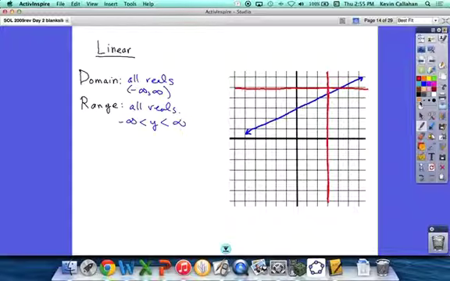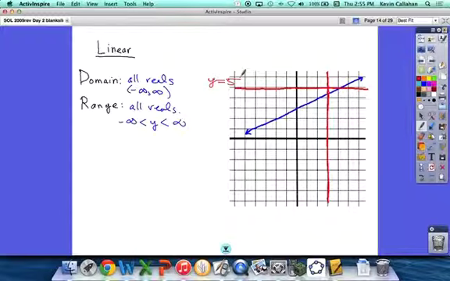What is the domain of that line? All real numbers. What is the range of that line? It looks like that line is y equals 5. What is the range? 5. It's got one value, 5, right?